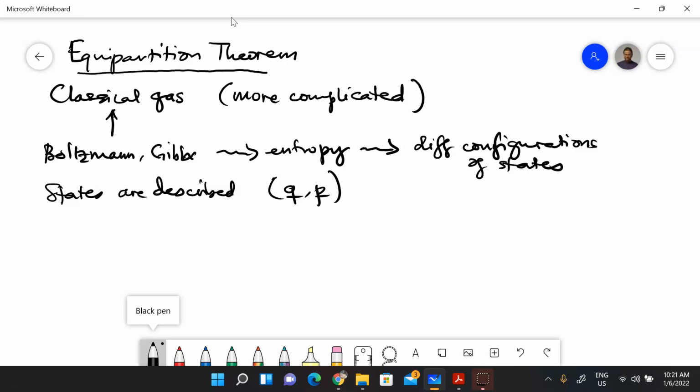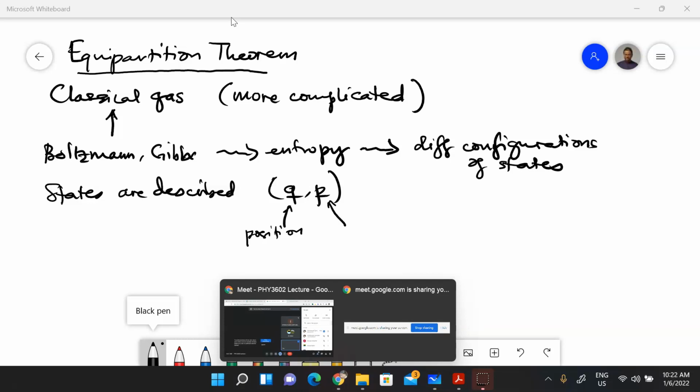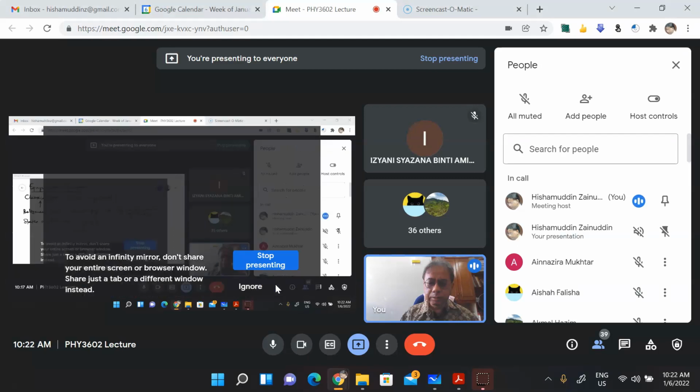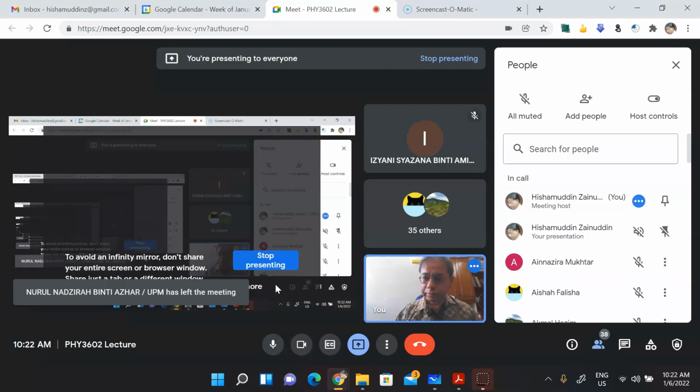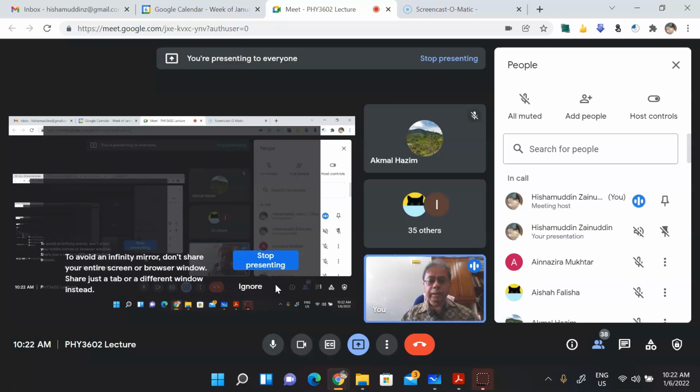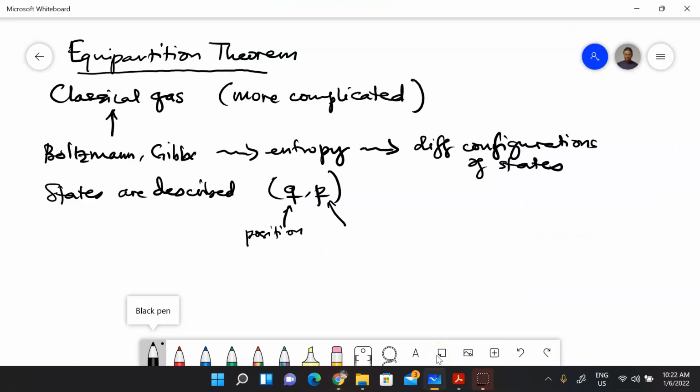Okay, so Q is your position in general coordinates. Have you done classical mechanics? Maybe I should see. Can somebody say yes or no? Have you gone into Lagrangian mechanics yet? Not yet. Okay. But the idea is the classical state is given by this pair of variables.